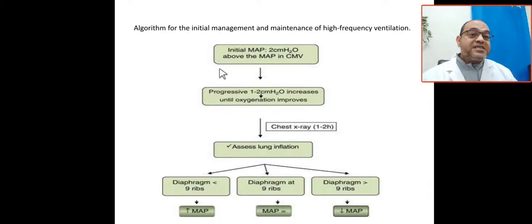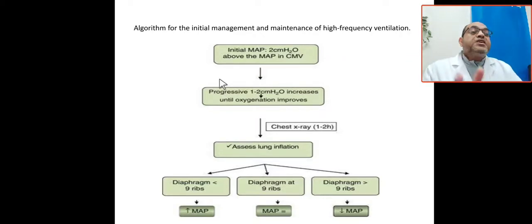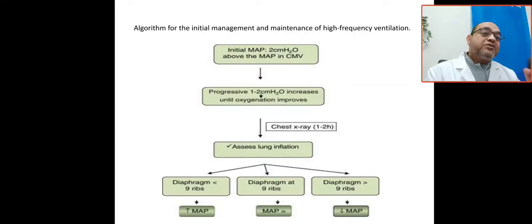The next step, actually, you progressively increase the MAP by 1 to 2 centimeters water until you reach what? Oxygenation improvement. For the premature baby, the oxygen target will be between 90 to 95, and for the full term baby, it will be 94 to 98. So you have to increase the MAP for open lung strategy, recruitment to open the lung, until you reach the target oxygen saturation. Then after 2 hours you have to do X-ray.